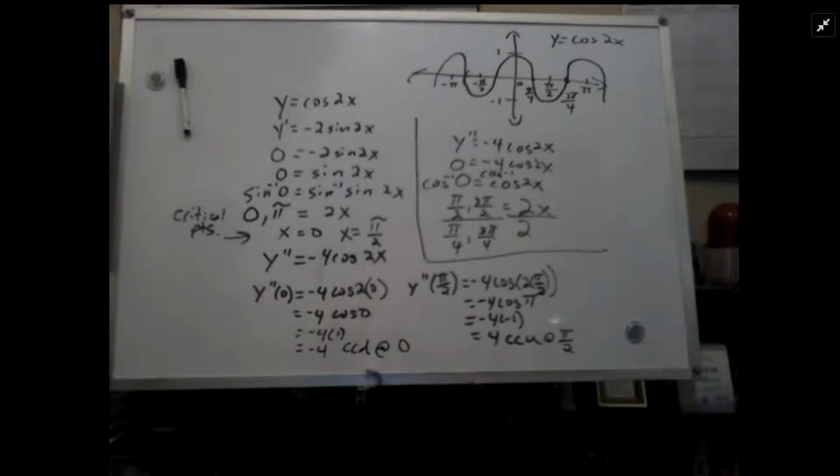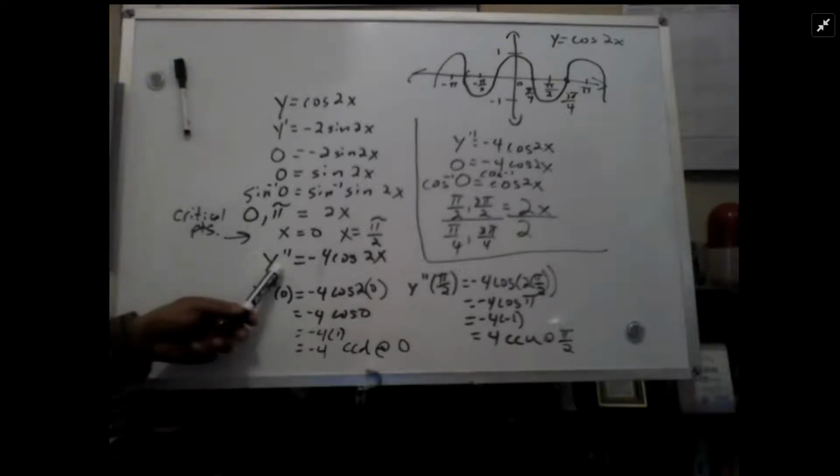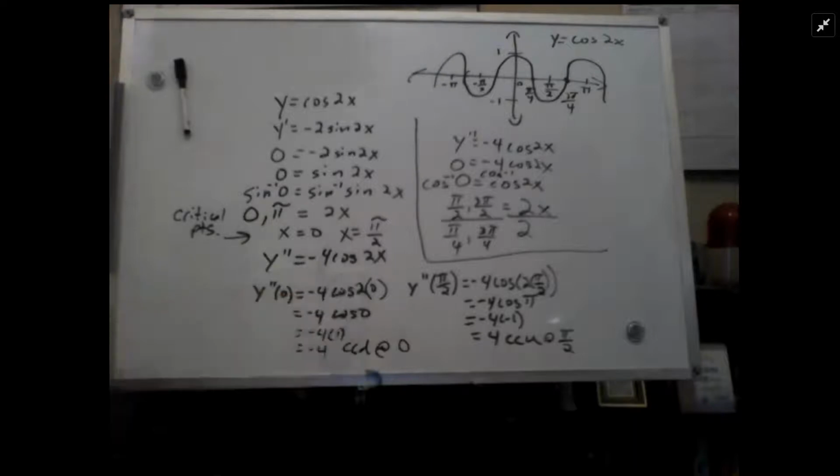And sine is also 0 at pi. So I have 0 and pi solving for 2x. Divide both sides by 2. I get x equals 0 and x equals pi over 2 are the critical points.